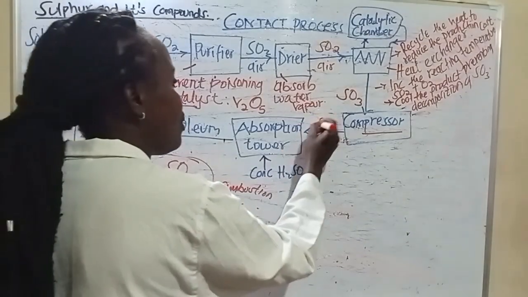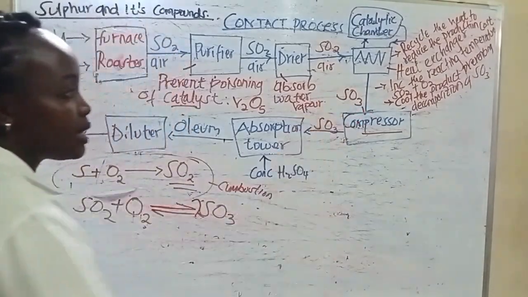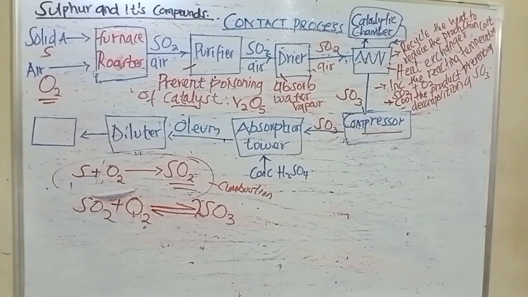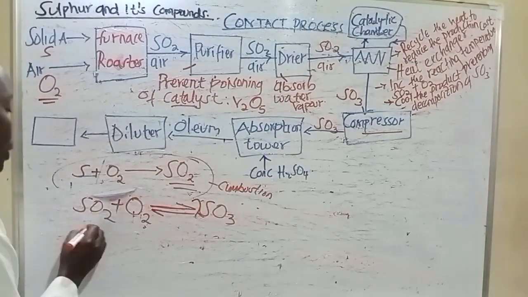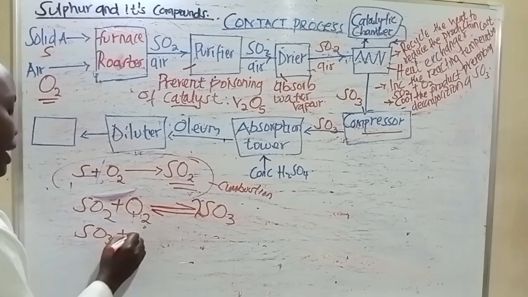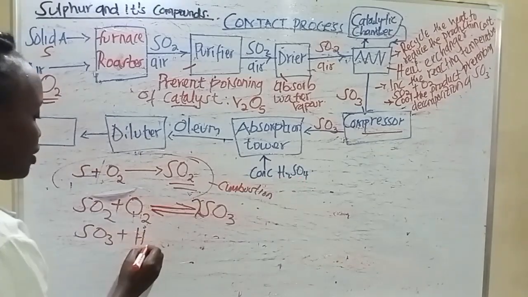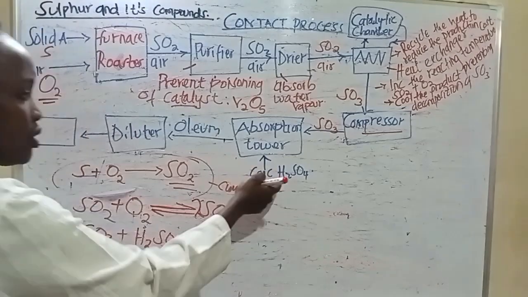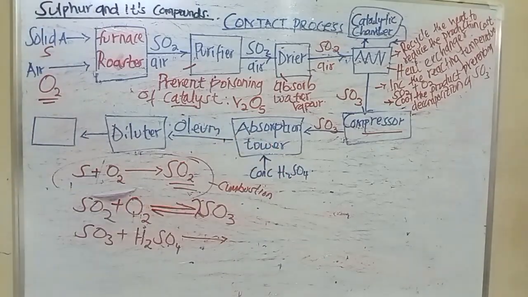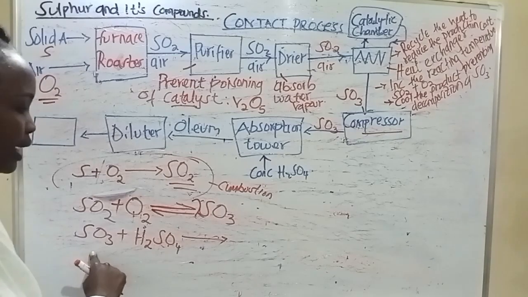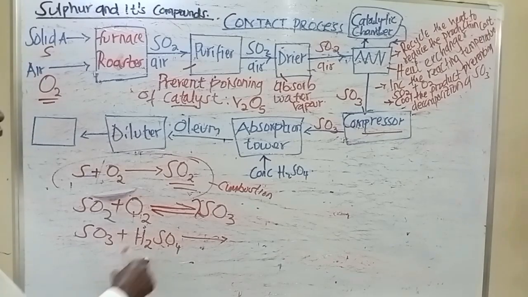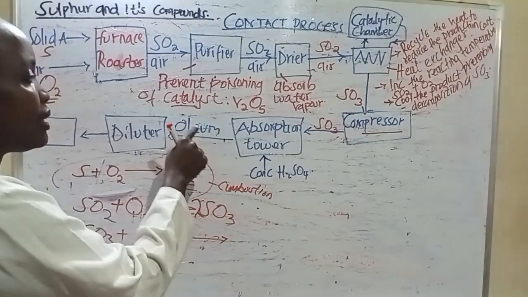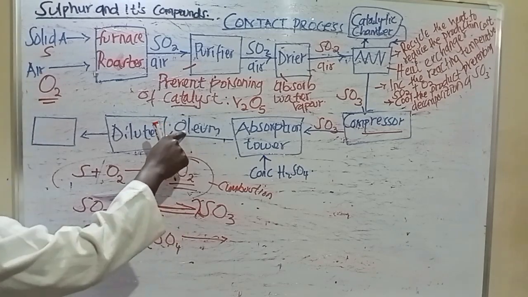and then we are going to have our sulfur 6 oxide being taken to our absorption tower, and in our absorption tower we are going to have our sulfur 6 oxide reacting with concentrated sulphuric 6 acid. As you can see, we have an intake of concentrated sulphuric 6 acid in the absorption tower. So the sulfur 6 oxide and concentrated sulphuric 6 acid are going to react to give us a product that is referred to as oleum. They have already given you here.